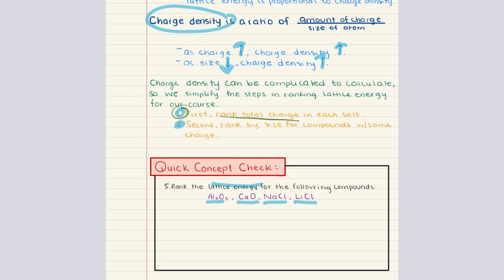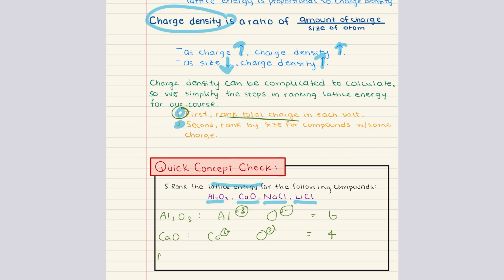The first step is to rank them by charge. How do we go about that? Well, let's start with aluminum oxide. Our aluminum cation has a 3+ charge, and our oxygen has a 2- charge. We want to multiply these two numbers together, forgetting the positive and negative signs. So it's just 3 times 2, which is equal to 6. Then we're going to do the same thing for calcium oxide. Calcium has a 2+ charge, and oxygen has a 2- charge. So 2 times 2 is equal to 4.